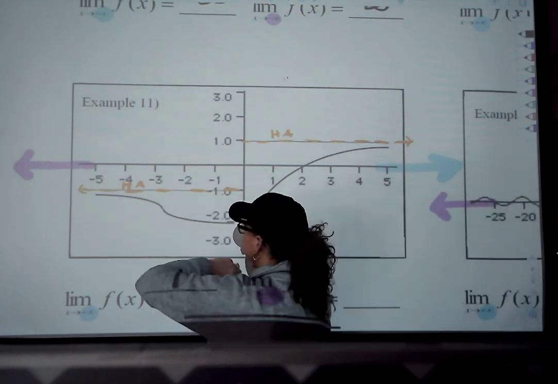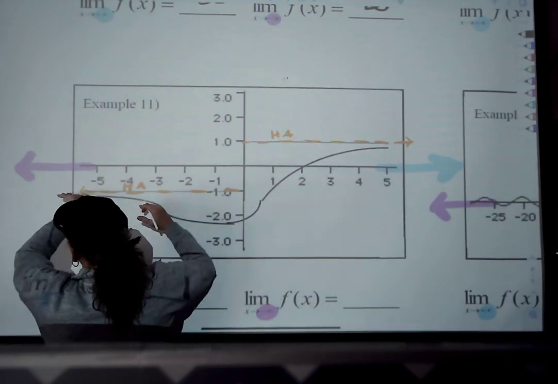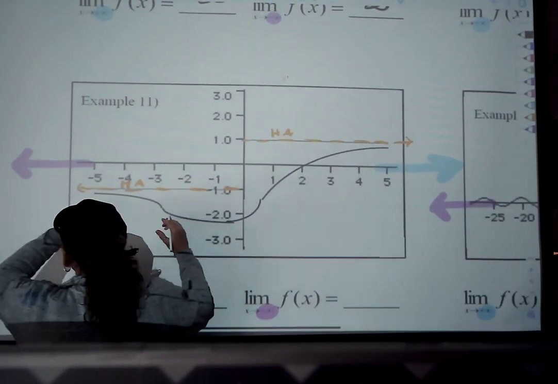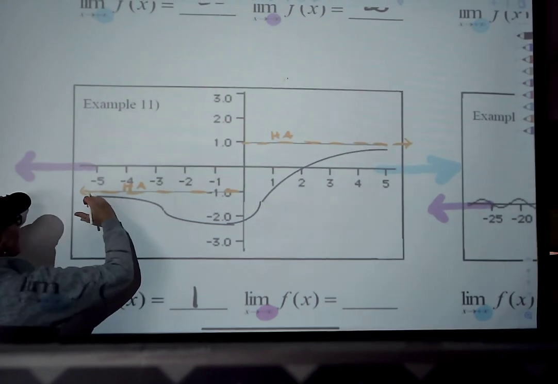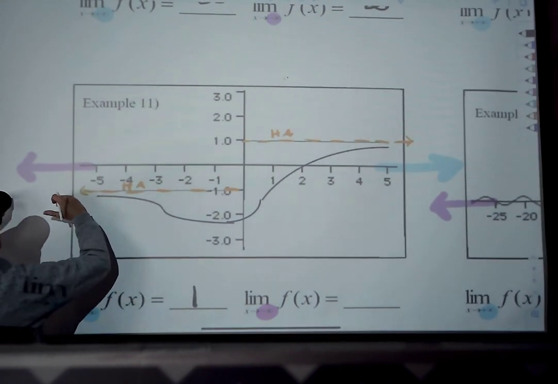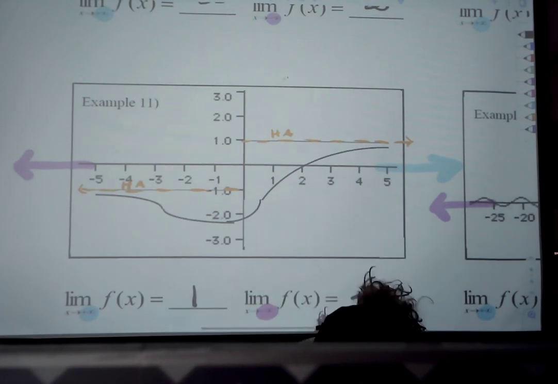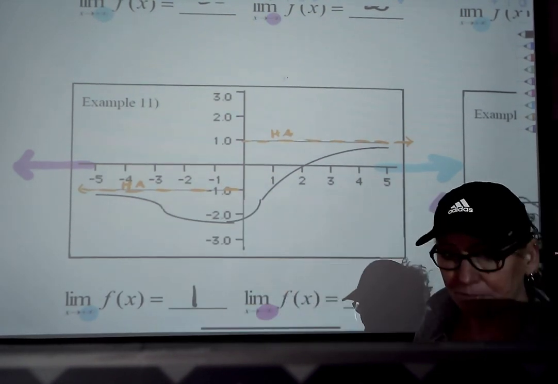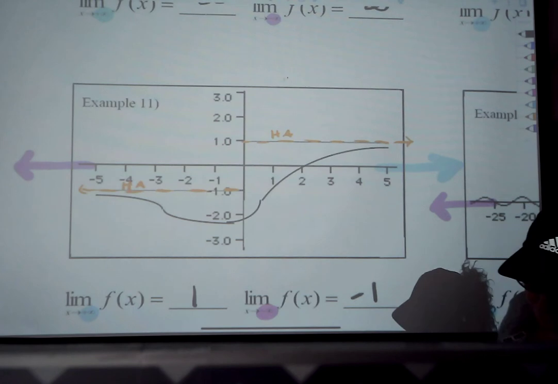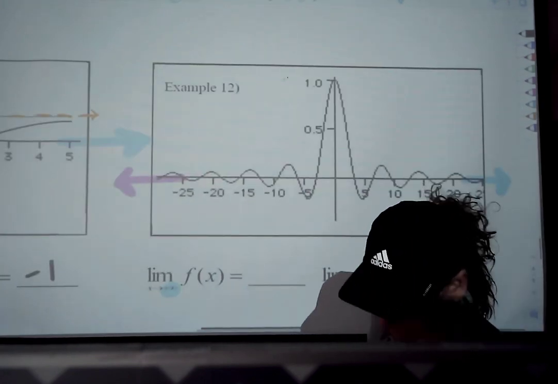Look way left. So eyes go way out here. How high is my graph? What are my y's getting super, super close to? They're getting super, super close to this asymptote, negative 1. Okay?